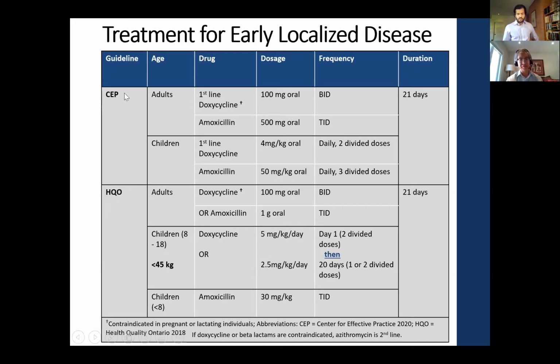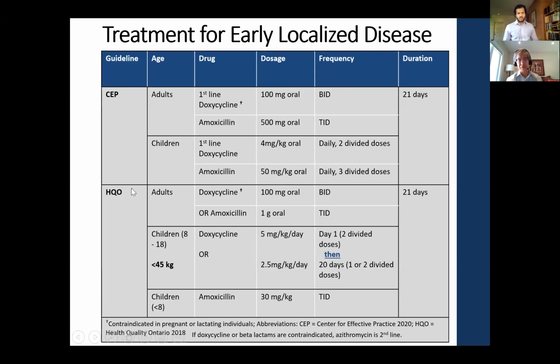If you look at the Center for Effective Practice, they have stated explicitly that first line should be doxycycline for both children and adults. The dosing for adults is fairly standard, 100 BID. And for children, it's 4 milligrams per kilogram divided into 2 doses, for 21 days. The amoxicillin is the usual that we normally would use for dental abscesses and stuff like that, at 500 TID. And for children, it's a similar regular dose of amoxicillin. So fairly straightforward there, except they do recommend it as a first line.